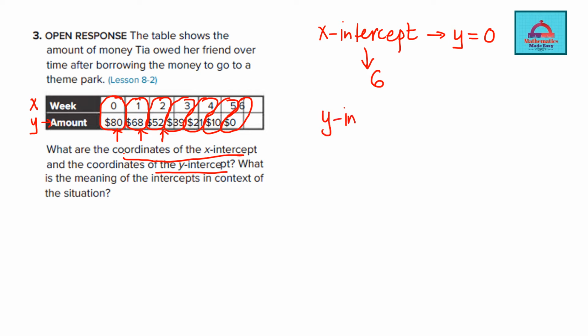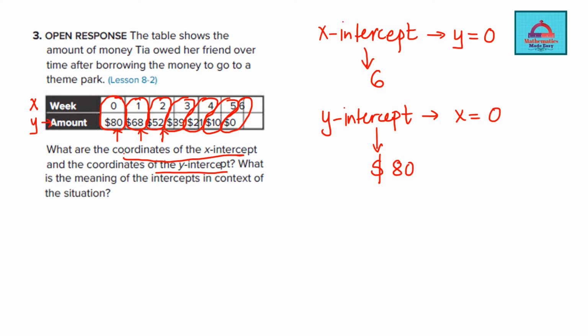Let's do the next one, y-intercept. And this you find by taking the value at which the other variable x is 0. So x is 0 means it is week 0. So what is that y-intercept? It's representing $80. So that's part 1 of the question.